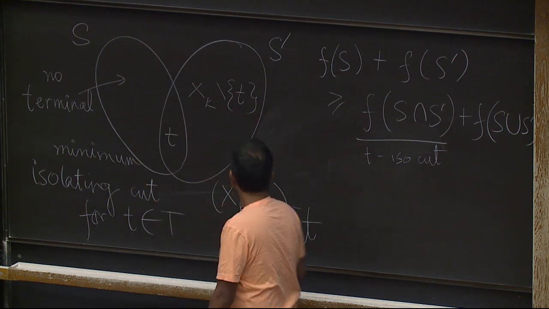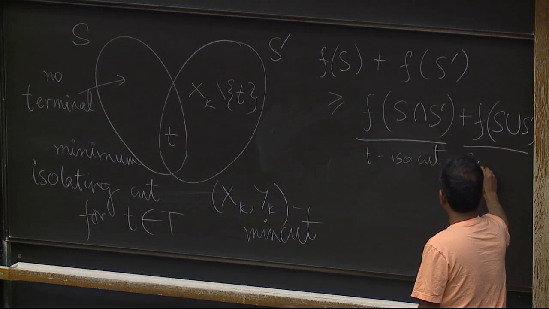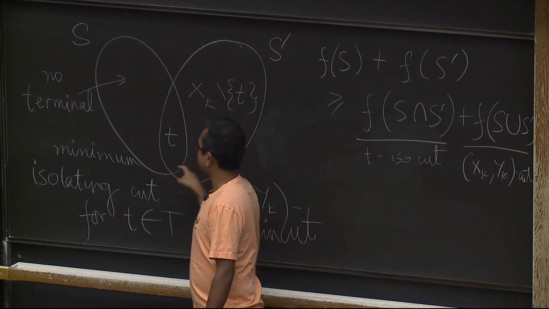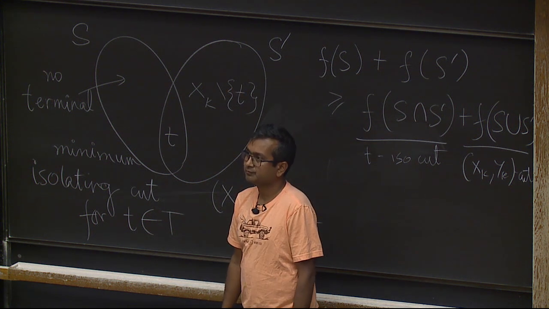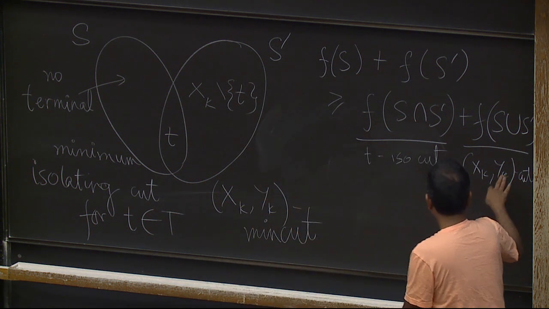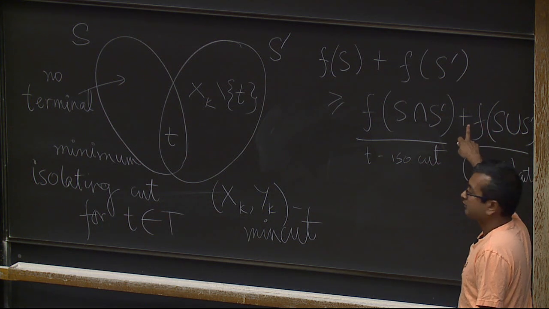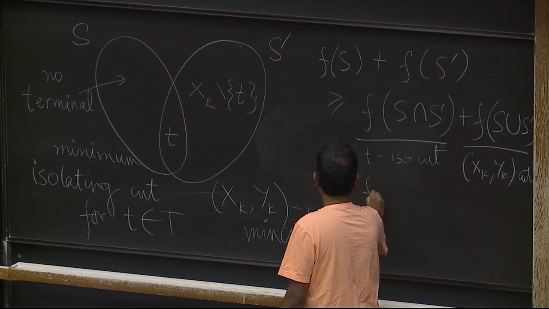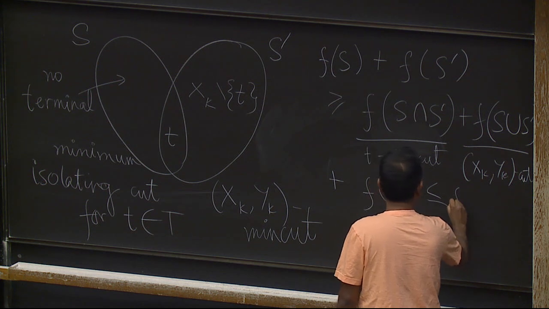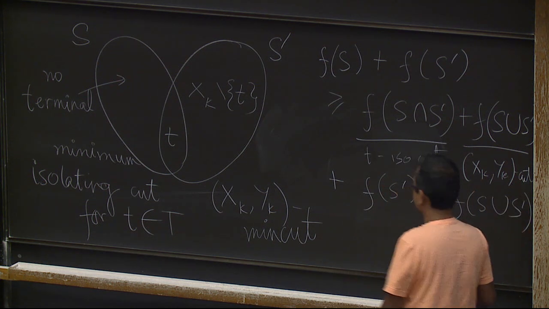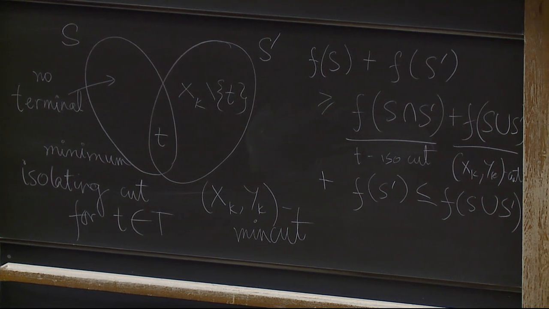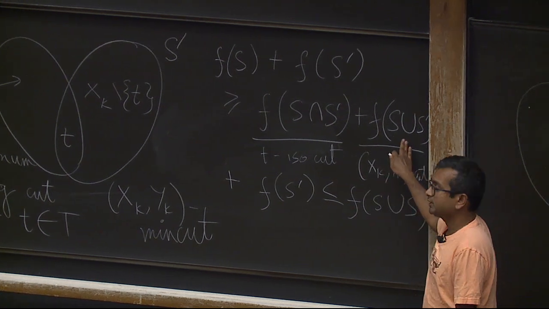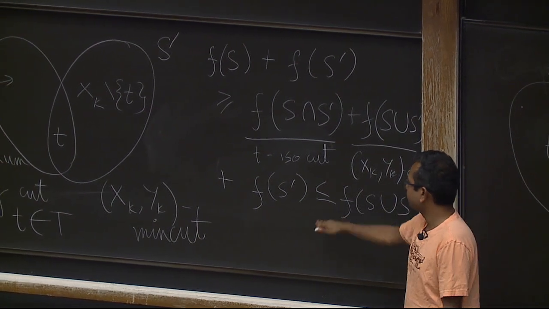What about the union? This union is also an xk, yk cut. So if I take the union, the set of terminals in it is actually xk. So the fact that this is an xk, yk cut and S prime was the minimum xk, yk cut implies that f of S prime is no more than the size of this union. S prime was the minimum xk, yk cut, and this union is also an xk, yk cut. So that gives me this inequality.